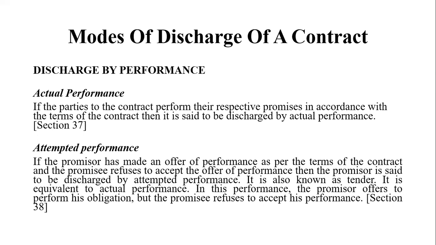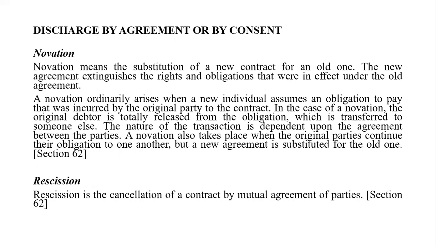So in these two conditions, we can say the contract has been discharged by performance, either by actual performance or by attempted performance. The first one is by section 37 and the second one is by section 38. Now, discharge by agreement or by consent. The first one is novation. Novation means the substitution of a new contract for an old one. The new agreement extinguishes the rights and obligations that were in effect under the old agreement. According to section 62, when a novation occurs, there is something new in that contract.